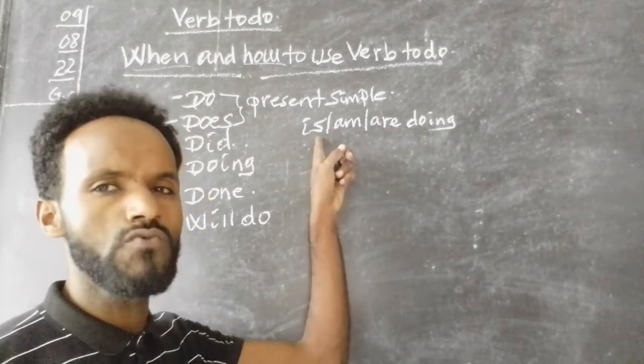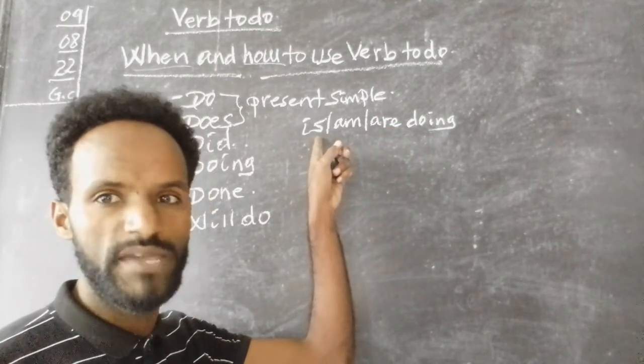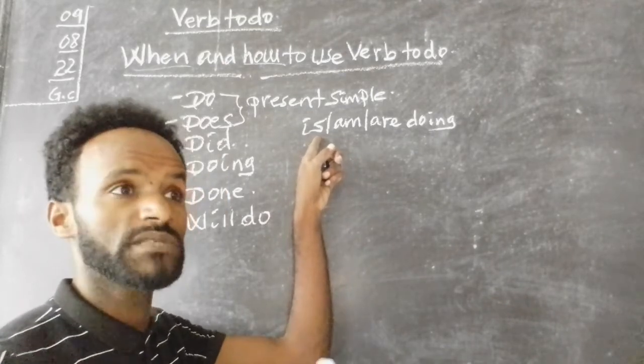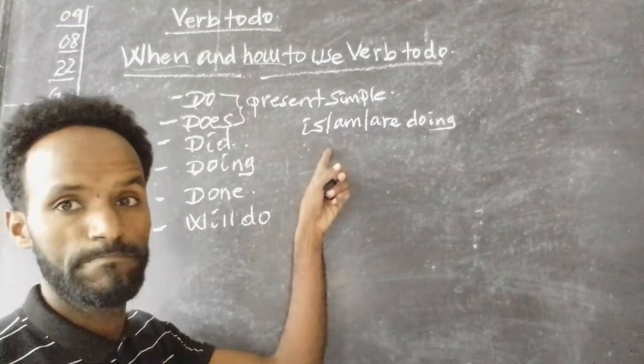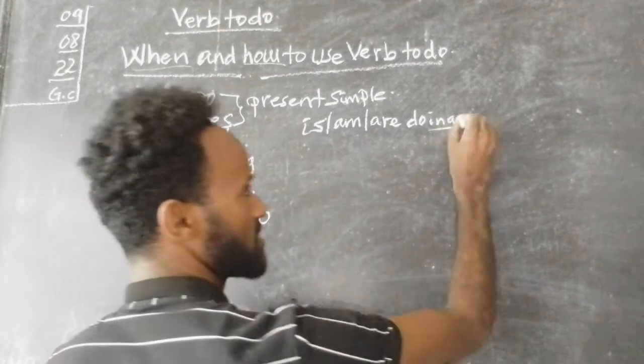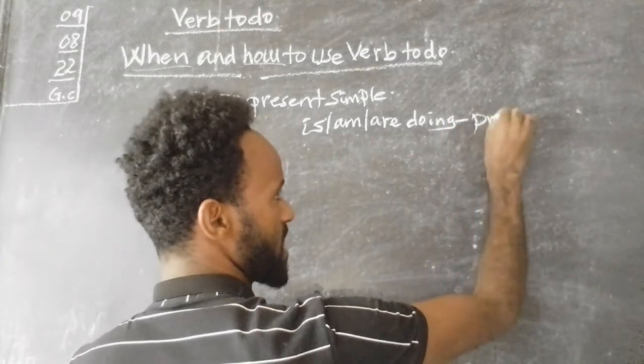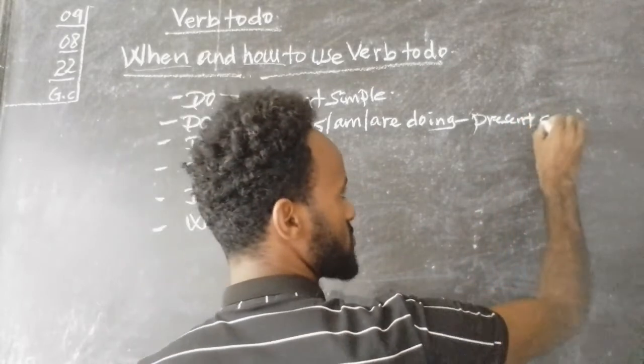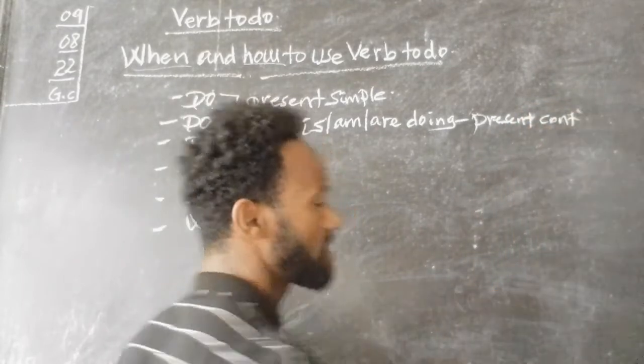So this structure is always needed when we communicate in the continuous or progressive form, which is not associated with the verb to do alone. We can call this the present progressive, or sometimes the present participle or present continuous. And another one is what?